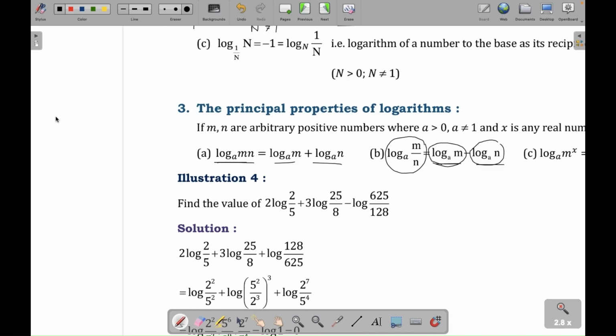How can we relate this? When we were studying powers and exponents, we studied that a to the power m multiplied by a to the power n is equal to a to the power m plus n. So what we are doing is essentially multiplying two numbers. Let this be m, let this be n.